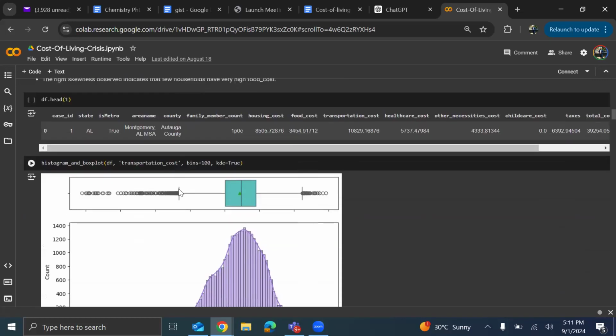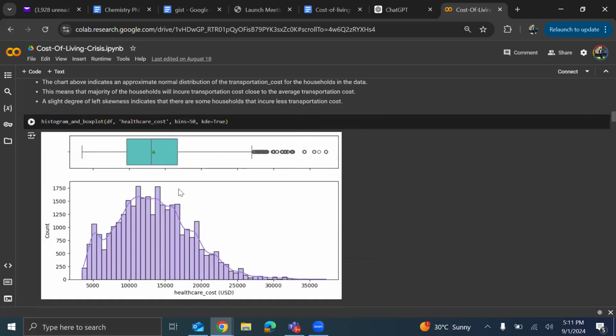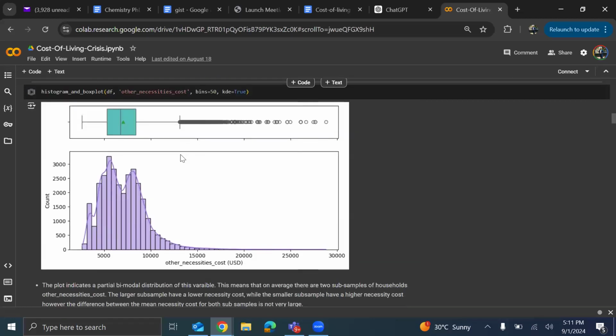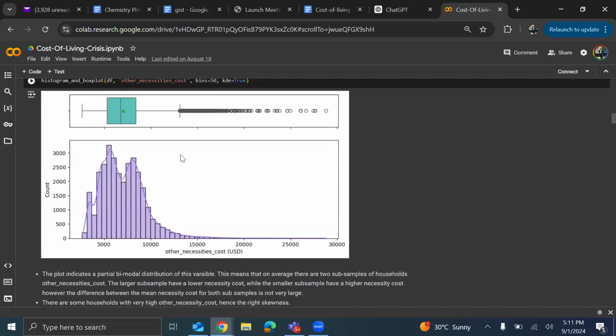I did it for all the features, and I explained what I was able to find when looking at it.